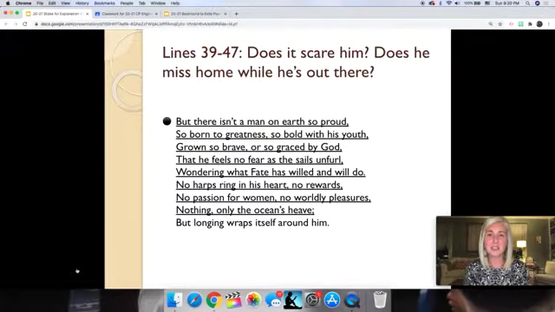So he acknowledges here, there's no man on earth who's not scared of what awaits him out in the sea. And you never know what fate will do. Remember, I said that Anglo-Saxons did not really believe in free will. They believed that fate was, your life path was destined. You really couldn't change it.